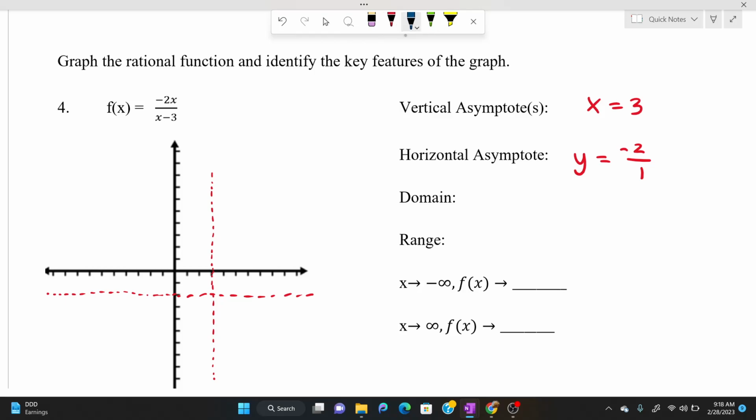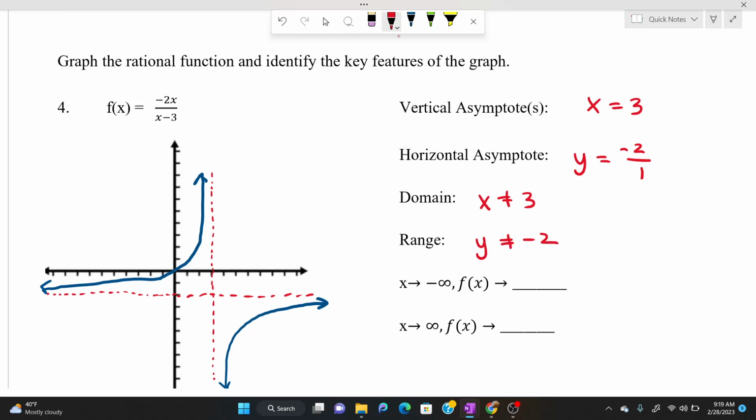And then because this a value is negative, it's going to be reflected. So it'll look like this. And the domain will be everything except for when x is 3. And the range will be everything except for when y is negative 2.